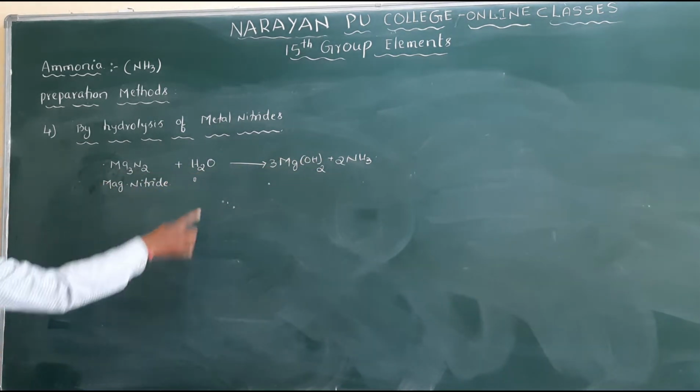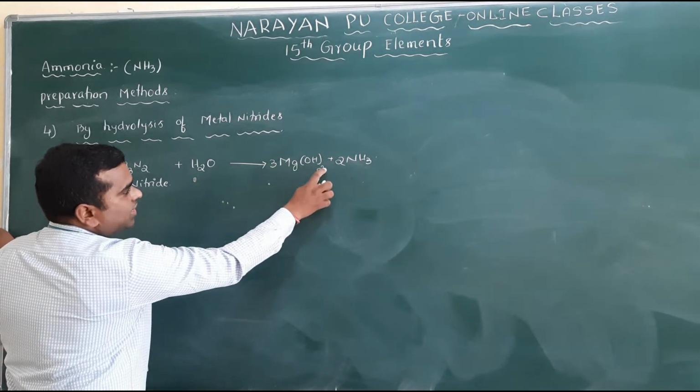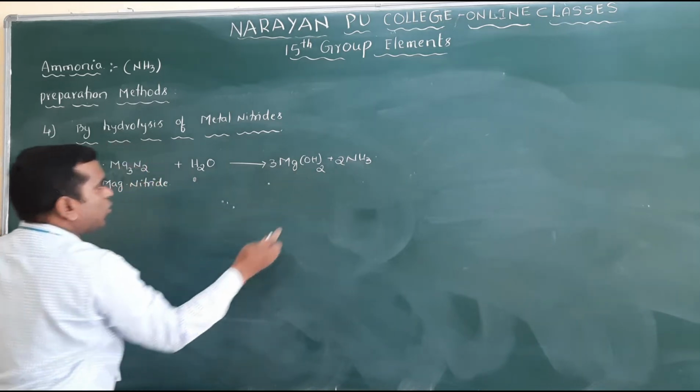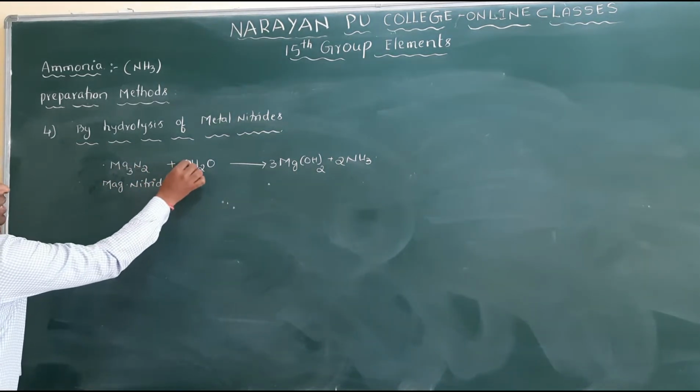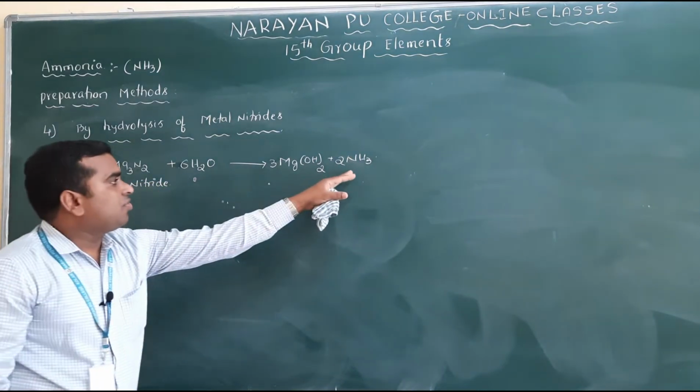So you have to balance the oxygen and hydrogens. So how many oxygens are there? How many hydrogens are there here? 2 into 3, 6, and 2 into 3, 6. Total how many? 12. 12 means I have to put here 6 H2O. So this is another method of preparation of ammonia.